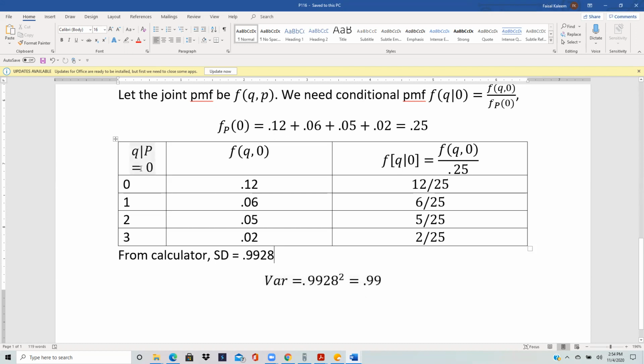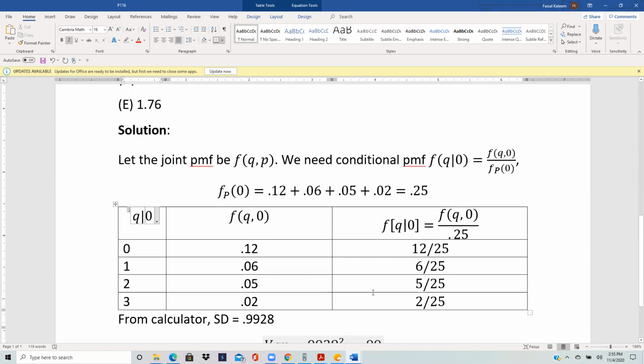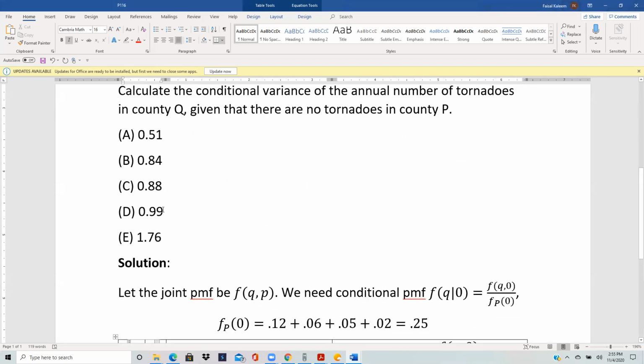Remember, since we needed the conditional variance of Q given P equal to 0, maybe it's better to write here Q given 0. You needed the F of Q given 0 and not the earlier one; that was just an intermediate thing. So when we square it, we get 0.99, and that is choice D.